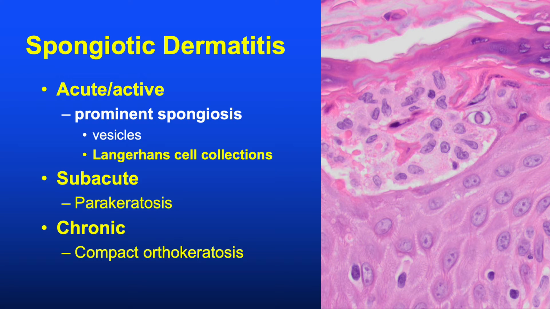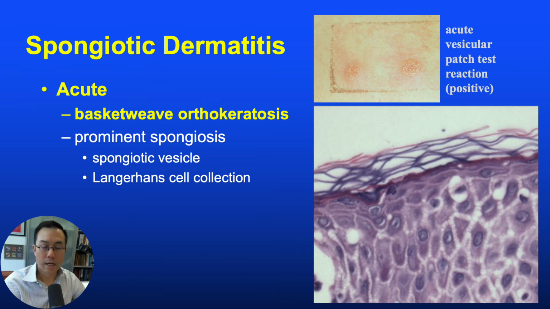Spongiotic dermatitis is also frequently stratified by acuity, so histopathologic features correlate with acute, subacute, and chronic lesions. Acute spongiotic dermatitis is characterized by a normal or unaffected stratum corneum, and this is a pattern of basket weave orthokeratosis on the trunk and proximal extremity and face.